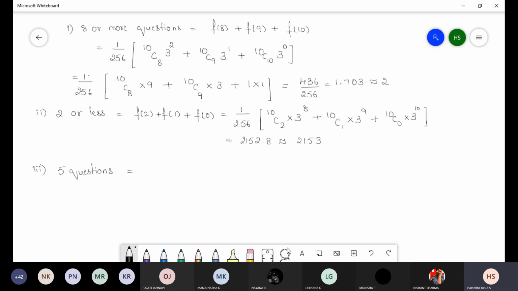Next, the last one, 5 questions. So directly we can write f of 5, that is 1 divided by 256, into 10C5 into 3 power 5.